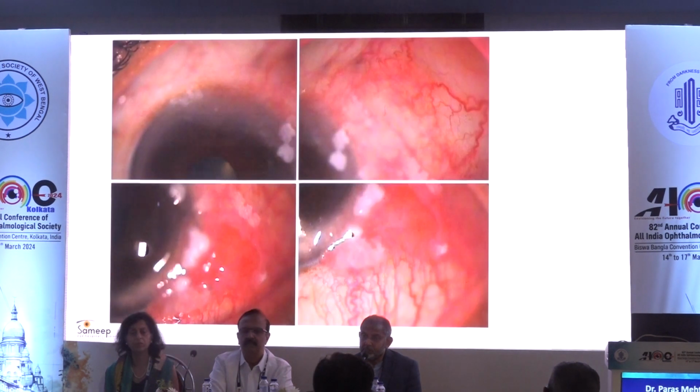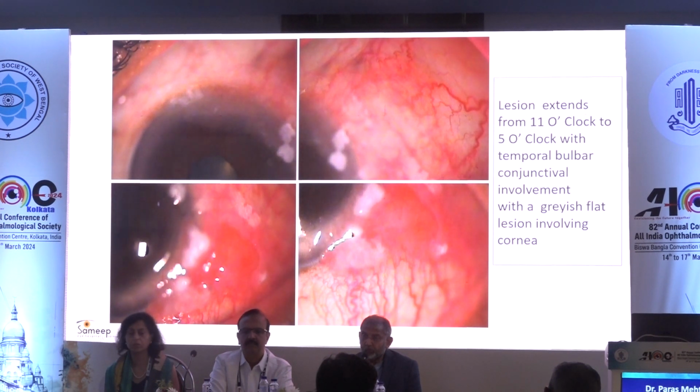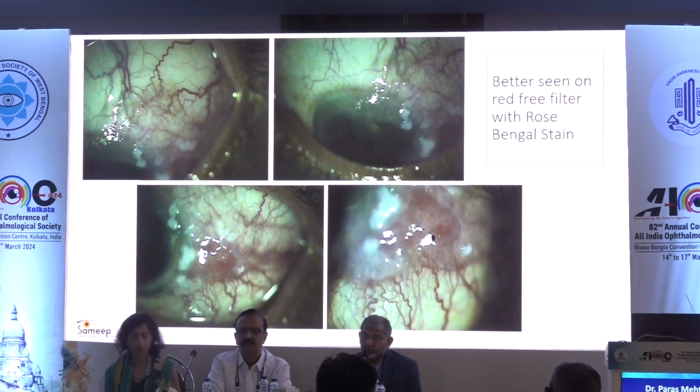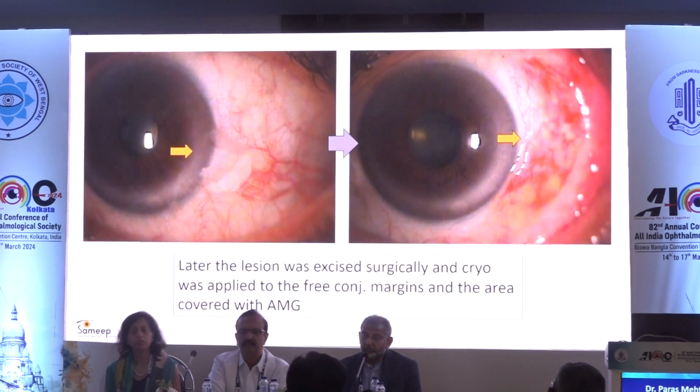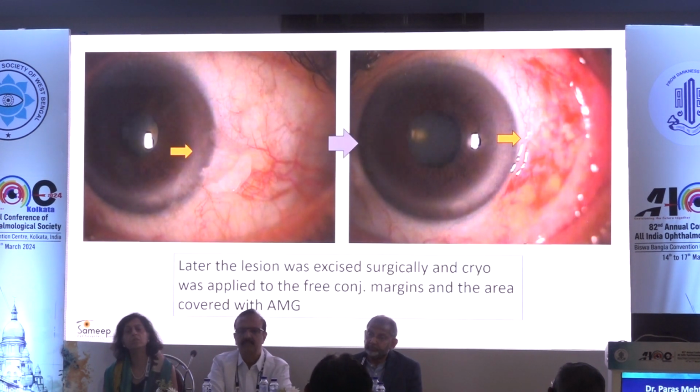This is another example where there is diffuse involvement of the cornea and the limbal and scleral region. You can see that very well on the red-free filter pictures. She received 3 cycles of topical MMC 0.04% eye drops, 2 weeks on and 2 weeks off. She responded well initially, but later the lesion had to be excised. If we look at the initial presentation, the area of involvement was much larger, but after chemoreduction it has become very small, and your surgical excision would be smaller in size.